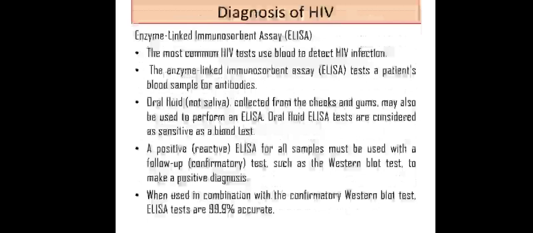The oral fluid, not the saliva, which is collected from the cheeks and the gums, may also be used to perform an ELISA. The oral fluid ELISA tests are considered as sensitive as the blood test. A positive ELISA for all samples must be followed up with a confirmatory test, and the confirmatory test is the Western blot test to make a positive diagnosis. When used in combination with the confirmatory Western blot test, the ELISA tests are 99.9% accurate.